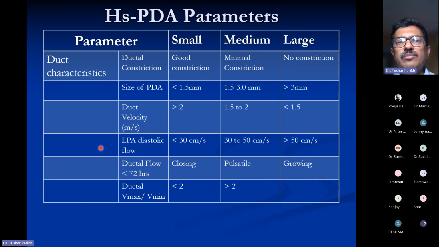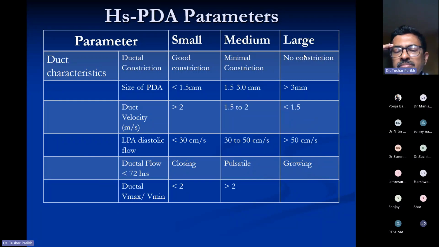So, summarizing the hemodynamically significant PDA parameters. Depending on ductal constriction: good constriction, minimal constriction, no constriction. Size of the PDA: less than 1.5, 1.5 to 2.5, or more than 2.5 to 3. Duct velocity: more than 2, 1.5 to 2, and less than 1.5. A large PDA will have a lower velocity. Left pulmonary artery diastolic flow: less than 30, 30 to 50, more than 50. Ductal flow in the first 70 hours: a closing pattern is a small PDA, and pulsatile and growing patterns indicate a medium or large PDA.